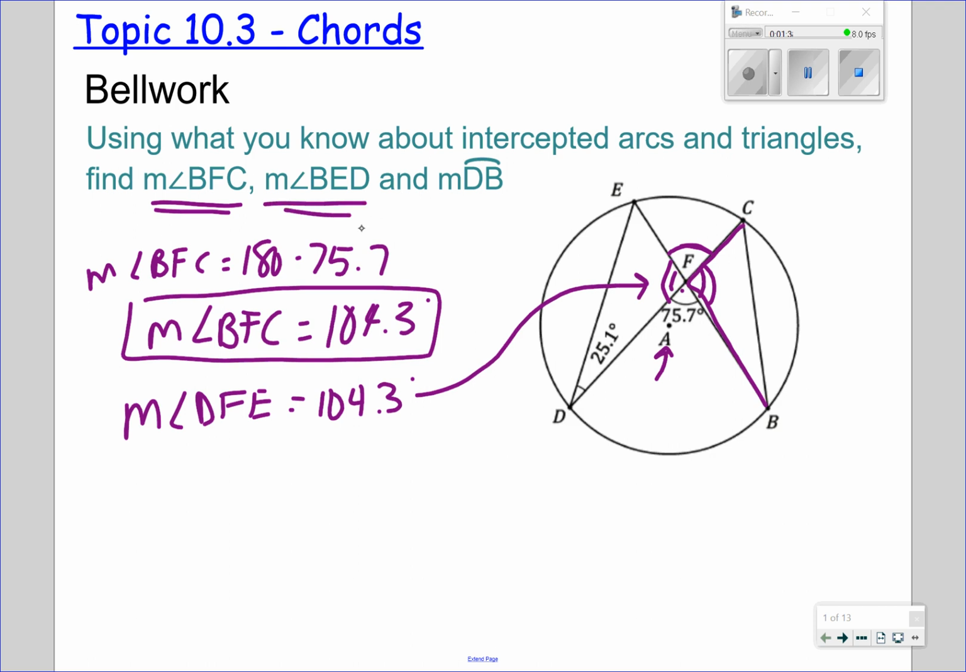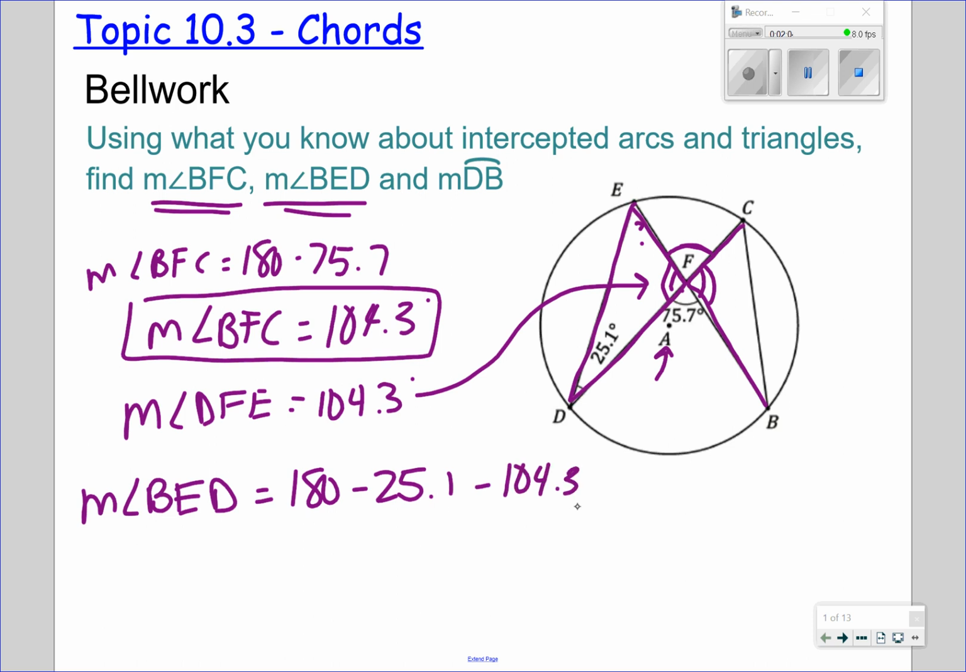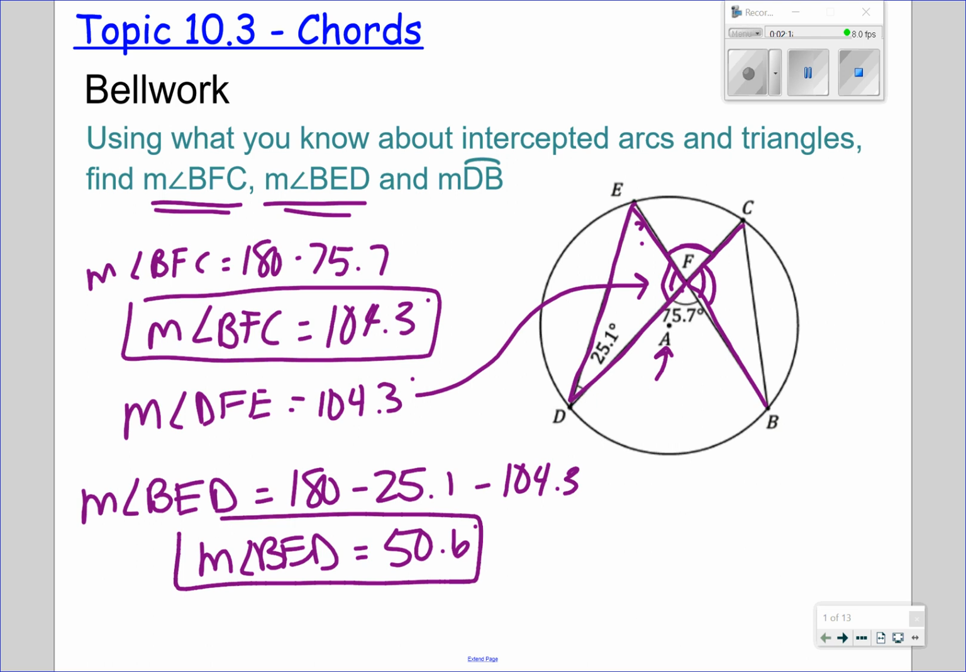Now the next one that they asked you for is the measure of angle BED, which is this guy. So if we found the measure of angle BED, we would simply take 180 degrees because we now know that the angles of a triangle add up to 180. Subtract the 25.1 at angle D and subtract the 104.3 that we got for the vertical angle, and then we would be left with just angle BED, which is 50.6 degrees. Hopefully you're able to figure that out.